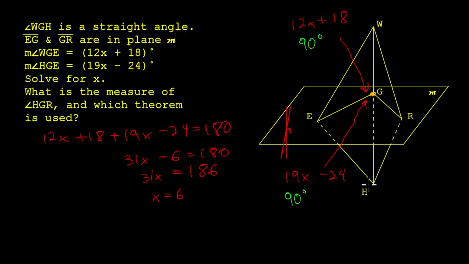If a line WH is perpendicular to a plane M, then it is perpendicular to any line in that plane that goes through its foot. GR does go through the foot at G, therefore it is perpendicular to WH. So then this angle, HGR, is 90 degrees. And that is the entire question.